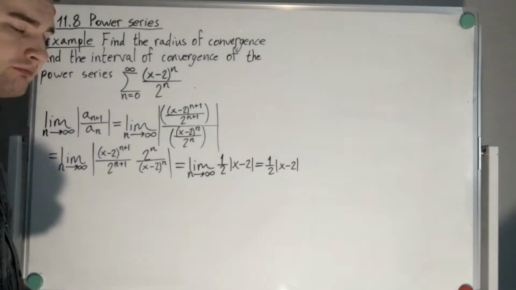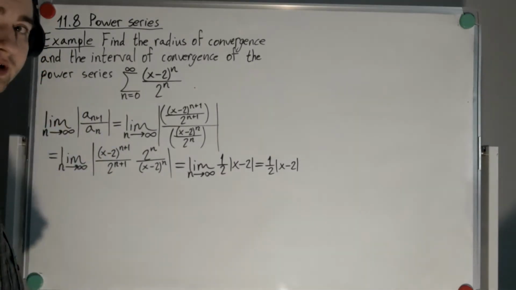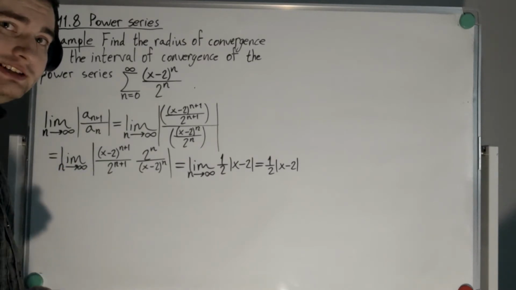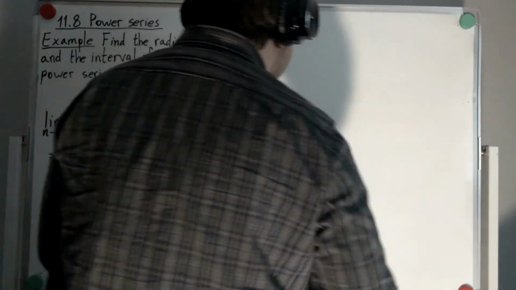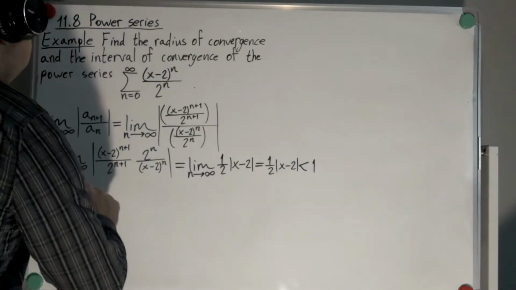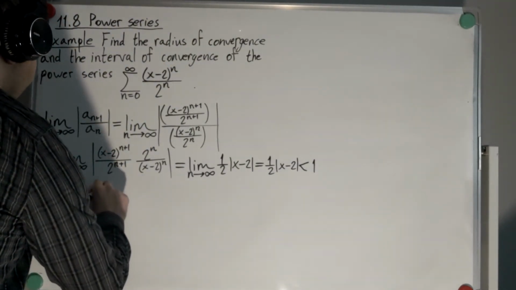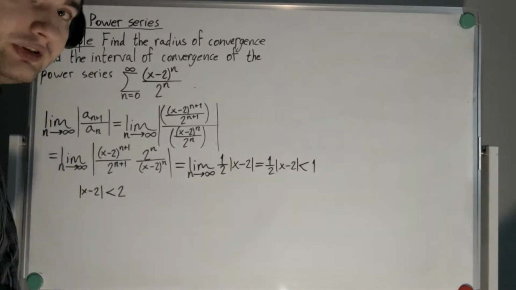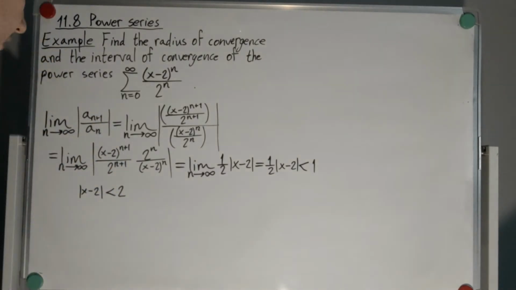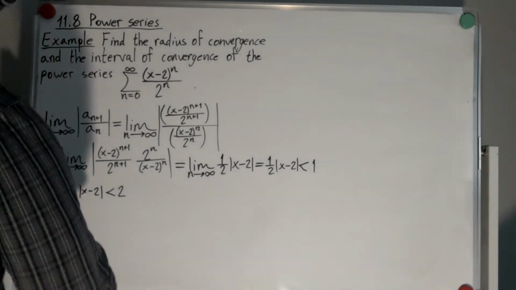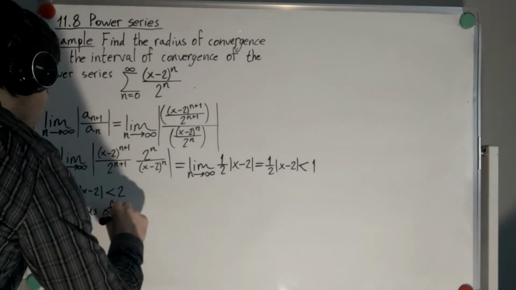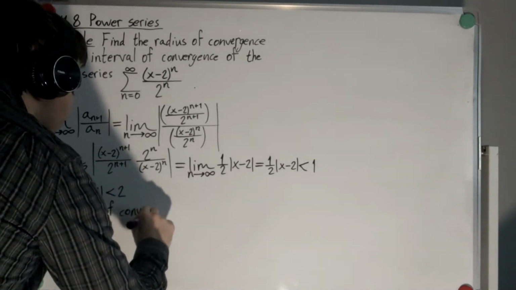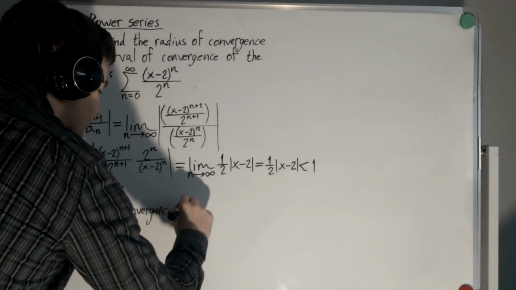And so the ratio test guarantees us absolute convergence if this is less than 1. It guarantees us divergence if this is greater than 1. All right. So if we set this to be less than 1, that's the same thing as saying that absolute value of x minus 2 is less than 2. Just multiplying both sides by 2 there. Okay. And so this means that our radius of convergence is 2.